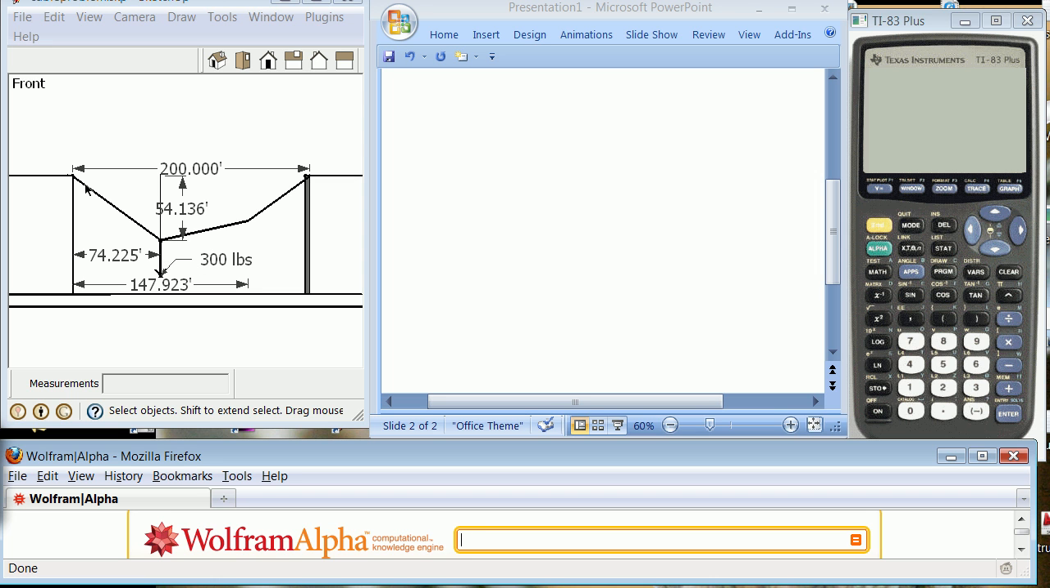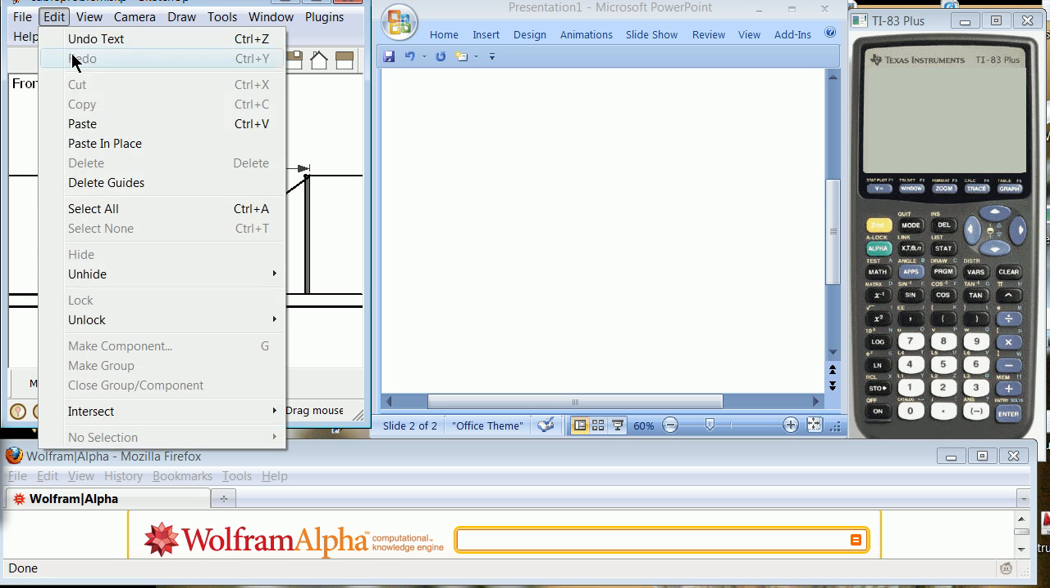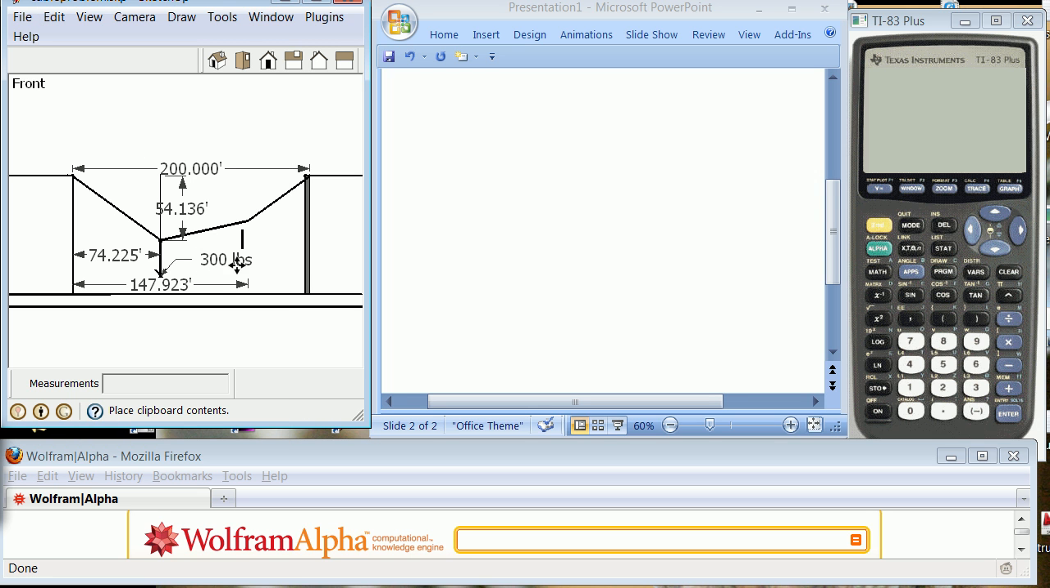And so what I've got here is something spanning 200 feet. It's a cable 74.225 feet to the right. There is 300 pounds hanging down. There's also, I'm going to go ahead, edit, copy, and then edit, paste. And I'm going to paste another force over here. We're just going to call that 100 pounds. Right, so in other words, that's not 300 pounds.